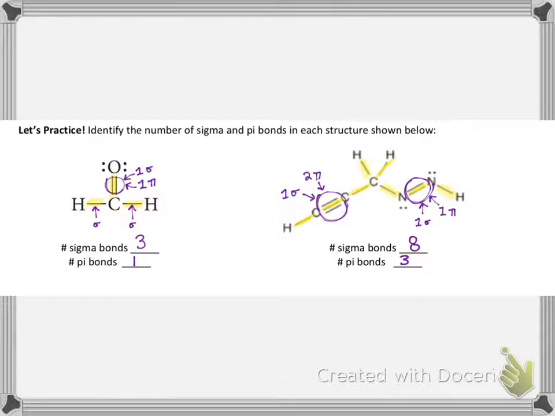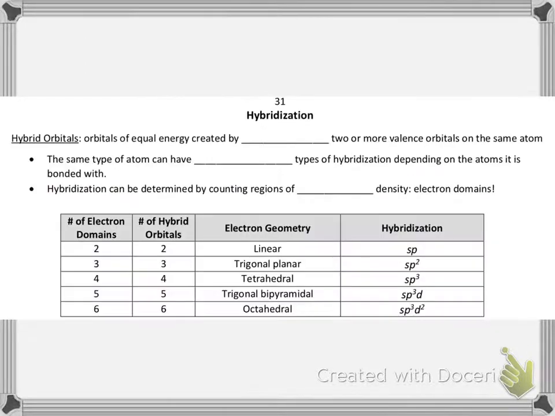All right, let's talk about something a little more interesting. Because it turns out when covalent bonding occurs, the orbitals don't just overlap. Sometimes they actually change or blend together, forming what are called hybrid orbitals. Now, hybrid orbitals officially are orbitals of equal energy created by blending 2 or more valence orbitals on the same atom. It's important to recognize that the same type of atom can actually have different types of hybridization depending on the other atoms it's bonded with.